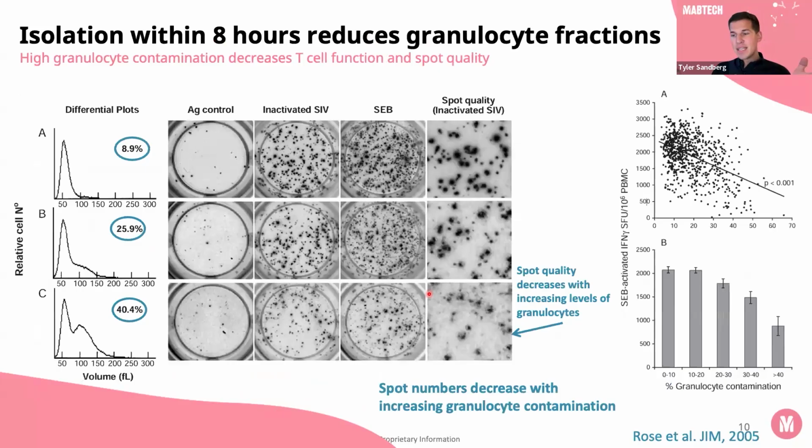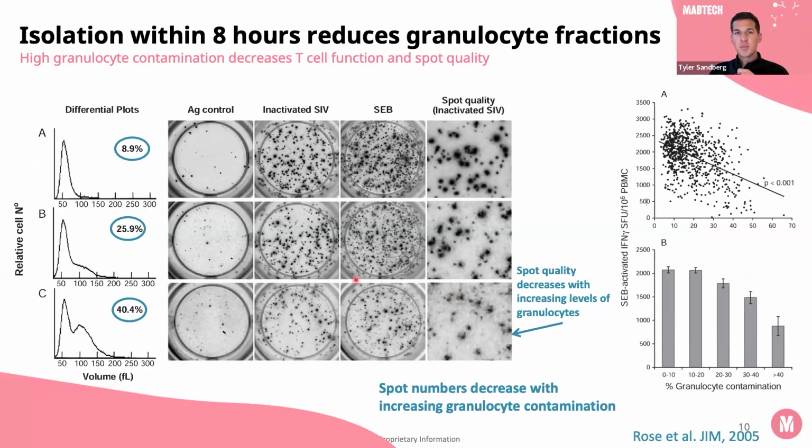And probably the biggest enemy that becomes activated or sort of has a negative effect on your T cells after 8 hours is the granulocyte fraction. And these granulocytes are difficult to remove from your PBMC fraction after 8 hours because they change their buoyancy. So they're harder to eliminate through gradient centrifugation after that.